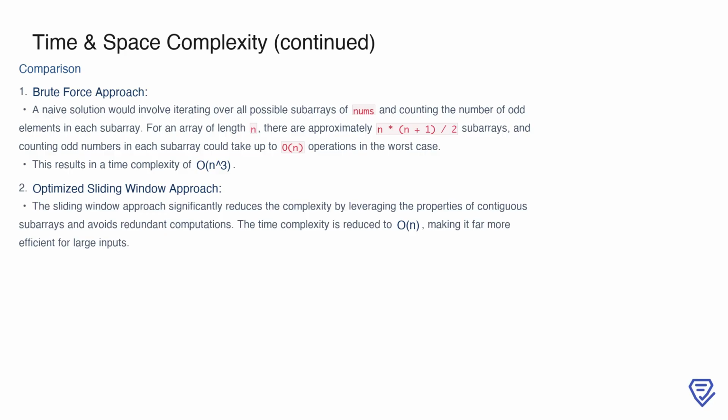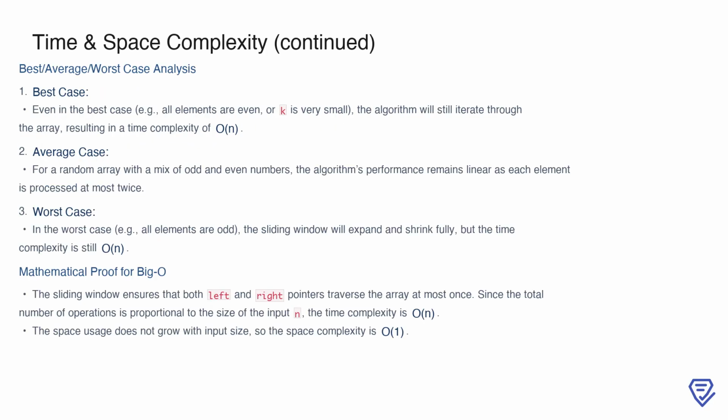In contrast, the optimized sliding window approach avoids redundant computations by maintaining a dynamic window and leveraging the properties of contiguous subarrays. As a result, the time complexity is reduced to O(n), making it dramatically more efficient and suitable for larger datasets. Now, let's analyze the algorithm in different scenarios.